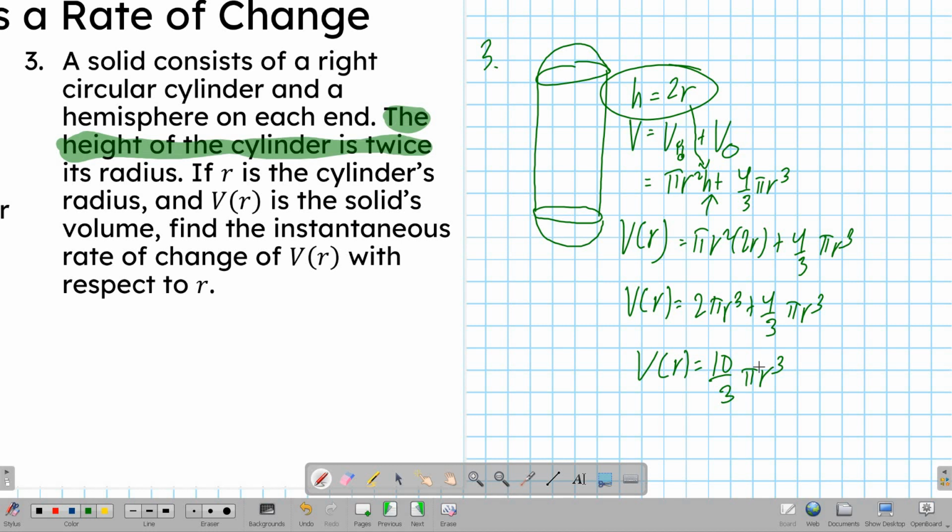So now that we have the volume of the solid, we can find its instantaneous rate of change by finding its derivative. So V prime of r will be equal to 10/3 pi, because that's a constant, times the derivative of r cubed with respect to r, which is 3r squared. The 3s cancel. Therefore, the instantaneous rate of change of the volume with respect to r would be 10 pi r squared.